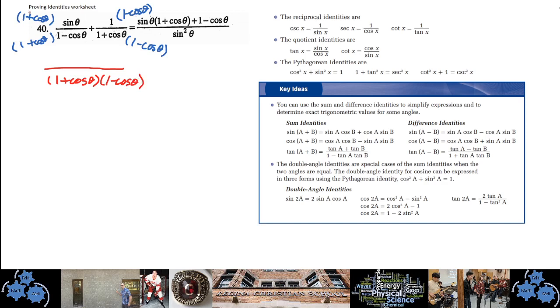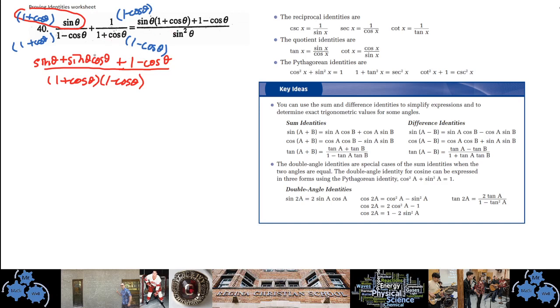And on the top here, we have, what's this when I multiply this out? What's that going to be? That's going to be sine theta plus sine theta cos theta. And over here, this is going to be 1 minus cos theta.